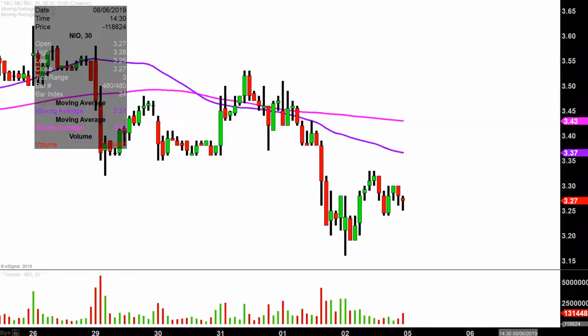Real quick, what do I mean by 30-minute in case maybe you're new to charts? Instead of each one of these candlesticks, as they're called, representing one day's worth of price action, which is what you would normally see, each one represents 30 minutes. So this here may look like several days' worth of time. It's actually just today's price action broken down into 30-minute time slices.